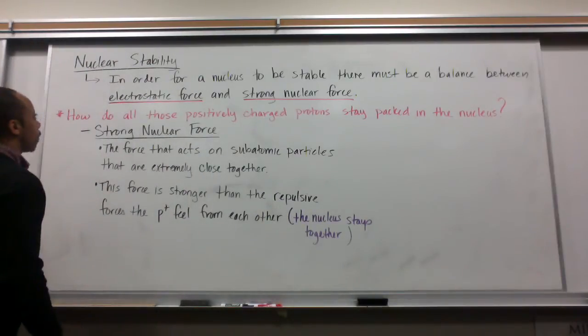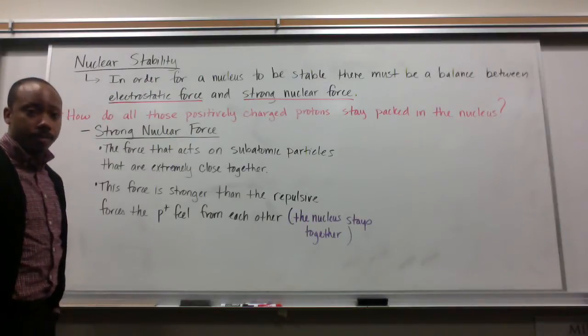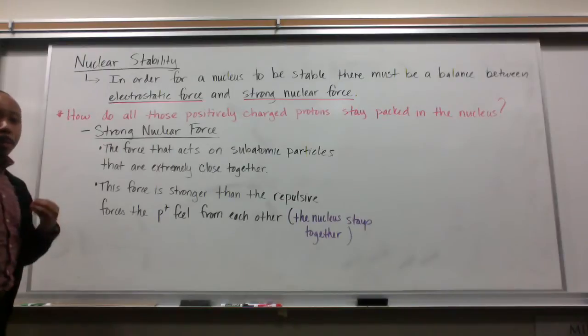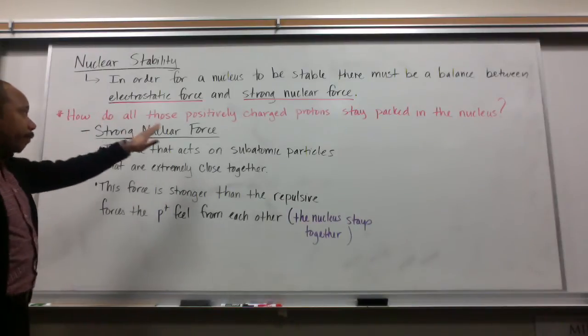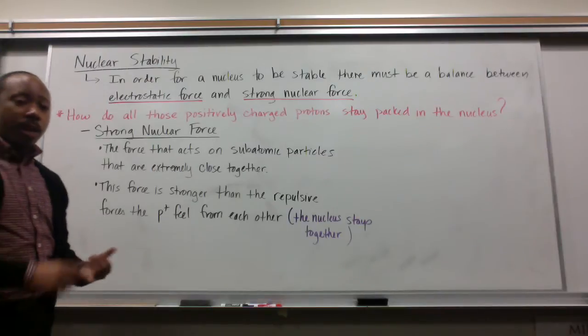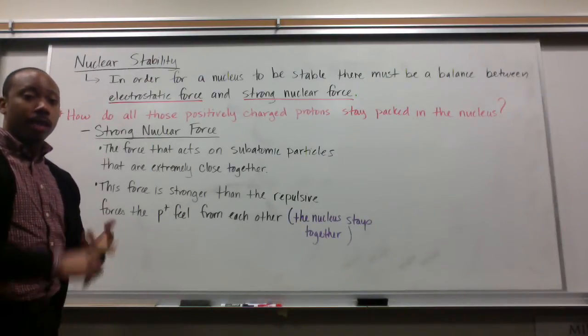Nuclear reactions happen because of nuclear stability. So in order for a nucleus to be stable, there must be a balance between the electrostatic force and the strong nuclear force in the atom. Now, in the atom, we have protons, neutrons, and electrons. Protons are positive, neutrons are neutral, electrons are negative.